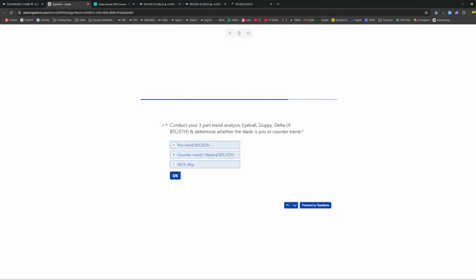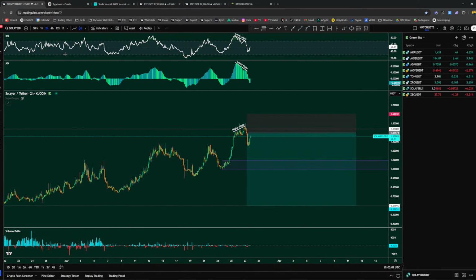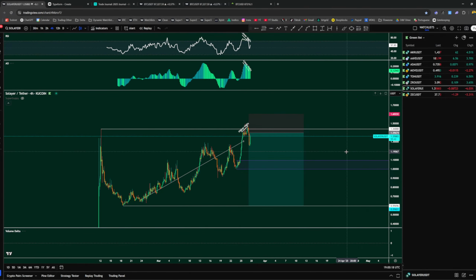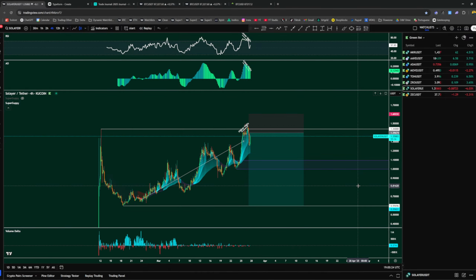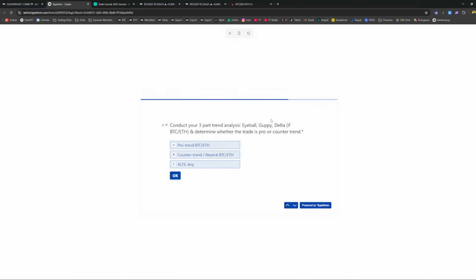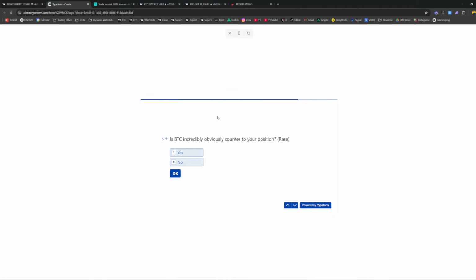Conduct your 3-part trend analysis: eyeball, guppy, delta. Delta only if BTC and ETH, and determine whether the trade is pro or counter trend, right? Firstly, we'll do the eyeball, okay? So eyeballing, very simply, up. Guppy is always 4-hour, so I just whack on the guppy. Guppy is bullish. And we don't have delta, okay? As it's in an uptrend and I'm taking a short, this is counter trend, but it's an altcoin trade, okay? So I go into alts.